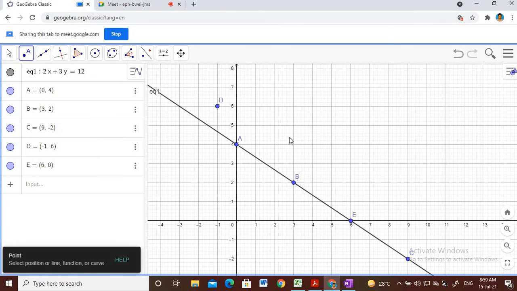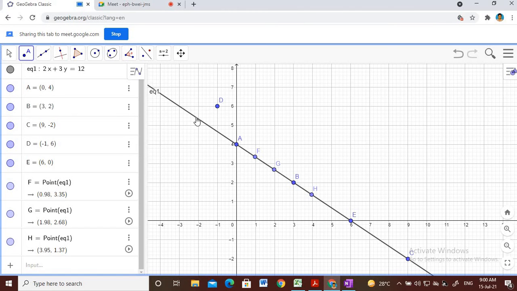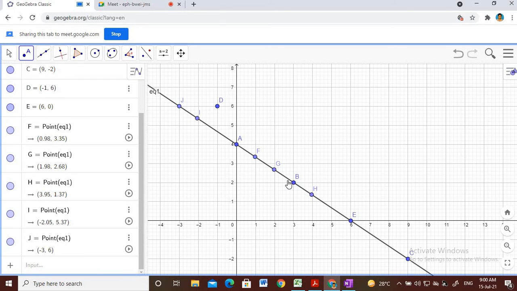Okay, sir. See here, students, the points I am locating. F is a solution. This is also a solution. Let's say you take any point on this line. You take any point on this line.